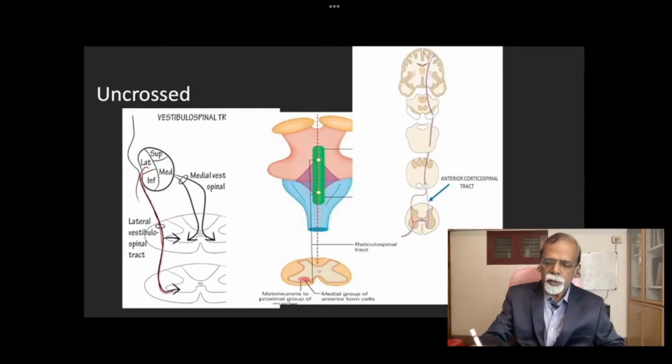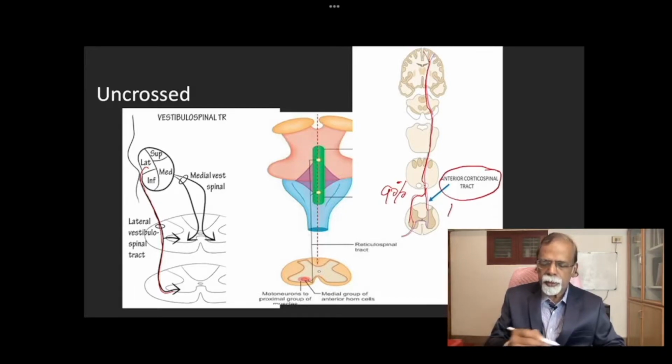Then of course the anterior corticospinal pathway: 90% of the corticospinal fibers cross to the opposite side, and 10% descend down, and they are the anterior corticospinal tract. They are uncrossed fibers. Among this 10%, only 2% relay on the anterior horn cells of the same side. Others also cross to the opposite side before relaying.